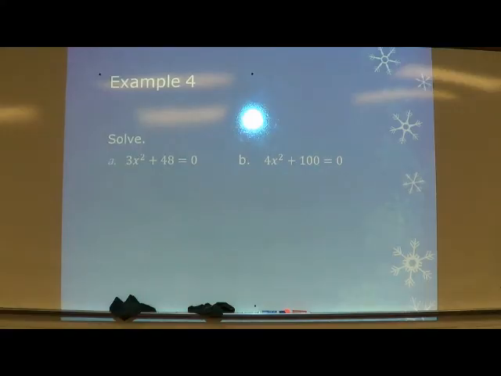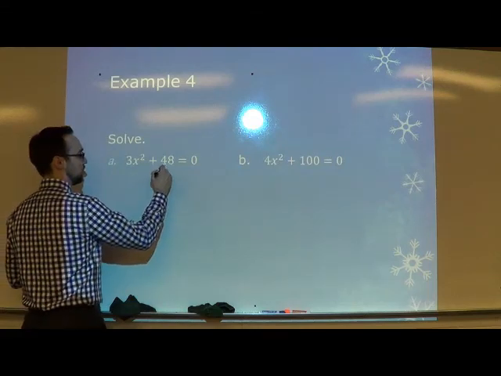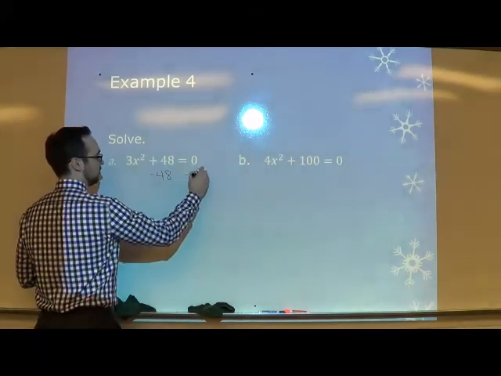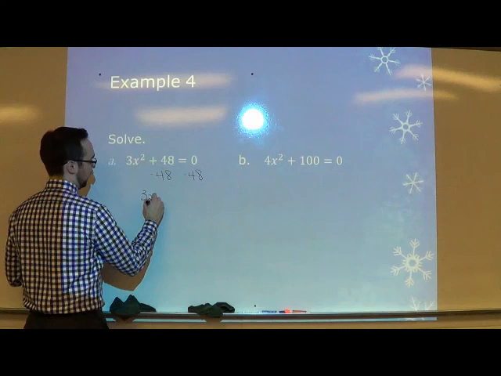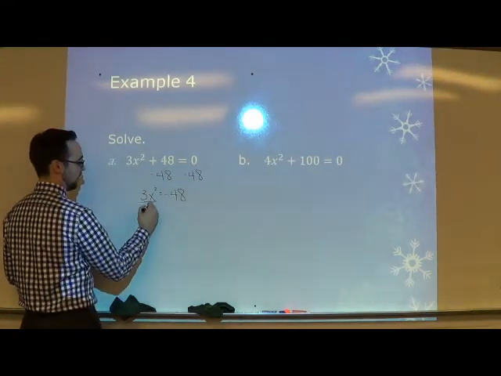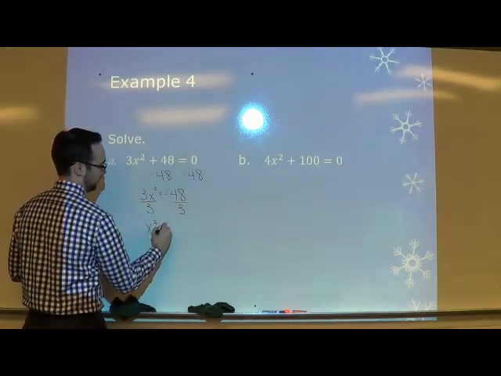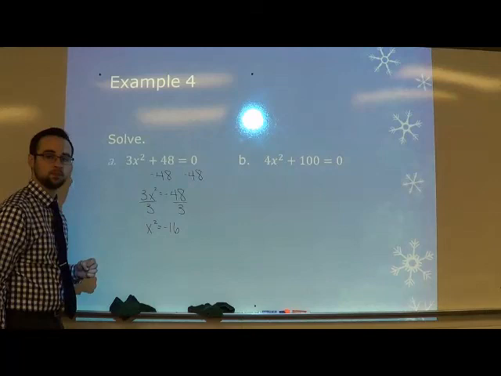And so here they're asking us to solve 3x squared plus 48 equals 0. And so we want to look at solving this just like normal. So we want to get x by itself. So we're going to subtract 48 from both sides. So we have 3x squared is equal to -48. Divide by 3. X squared is equal to -16.